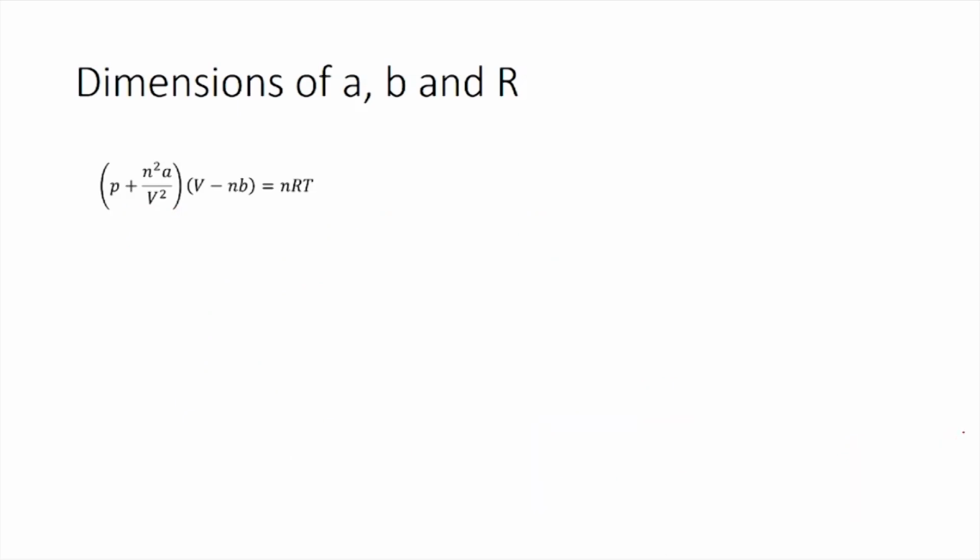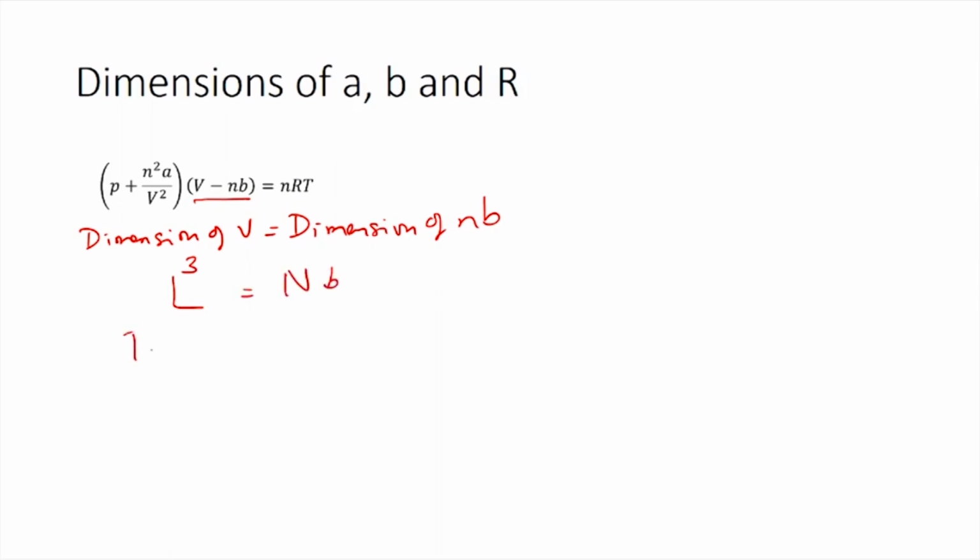Moving on to the next section, we will have to calculate the dimensions of the second term B. So, let us look at this equation. Based on this, the dimensions of V, which is volume, should be the same as the dimensions of the term NB. So, dimensions for volume is L cube and the dimensions for N, which is amount of substance, is n. So, which means the dimensions of B would be L cube n minus 1.